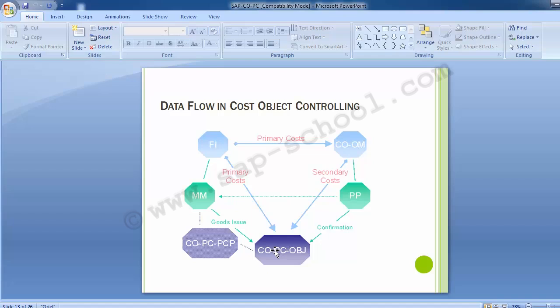You can see over here that from the FI part the value flows, from the OM the value flows, and from the PP it is the confirmation, because from the PP the routing and the BOM are used. With the help of the routing, BOM, work centers, and master recipe, the values get reflected in the cost object controlling so as to calculate the product cost of the particular material produced. This is just an example overview of the diagram which shows you the flow of cost from one component to another in the cost object controlling. So this is about the cost object controlling part.